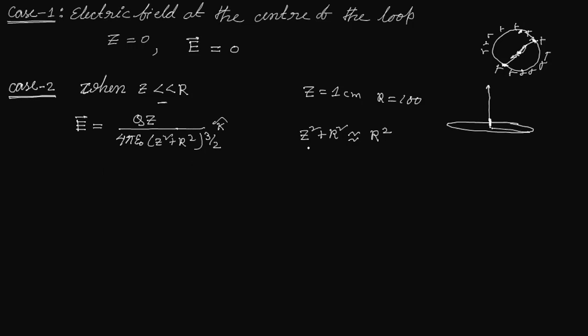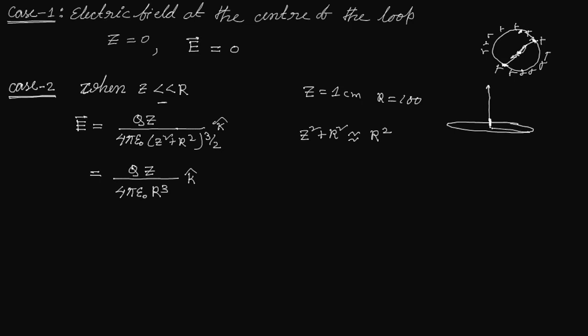So if we replace Z square plus R square with R square, then what will we get? We'll get QZ divided by 4 pi epsilon naught, and R square with the power 3 by 2, so the square and the 2 will cancel out, giving R cube. If this point is above the loop, it will be in plus k cap; if it is below the loop, it will be minus k cap. Okay, so this will be the electric field in this region when Z is much less than R.